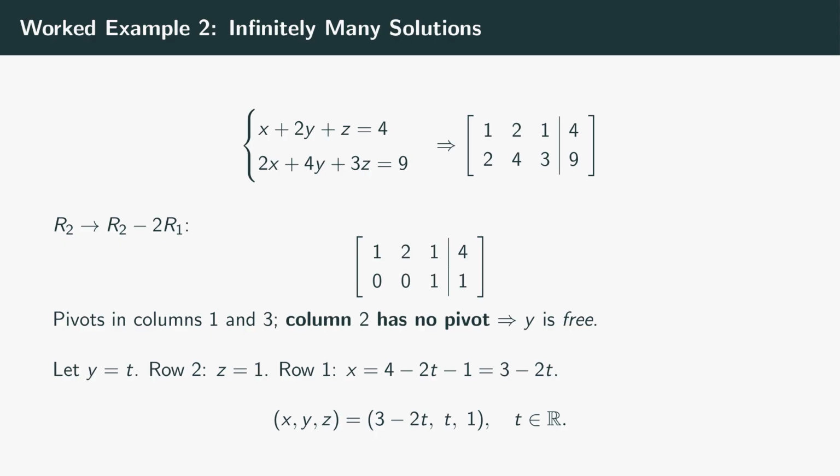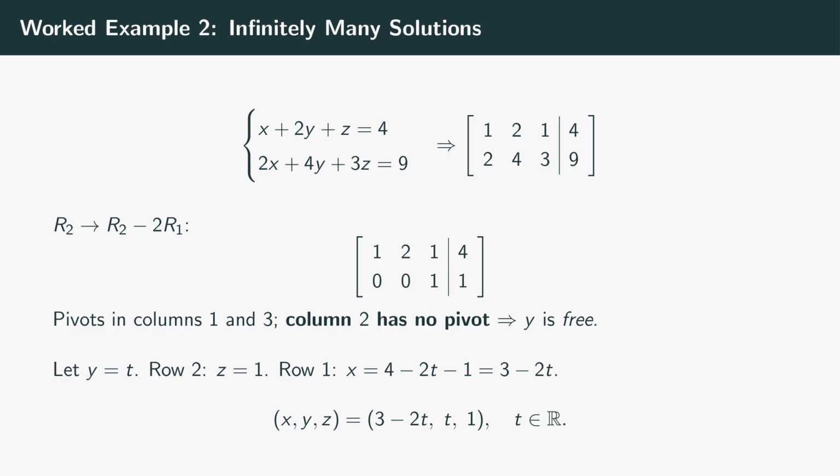Now, a system with a free variable. We have x plus 2y plus z equals 4, and 2x plus 4y plus 3z equals 9. Write the augmented matrix and clear the first column, replace row 2 by row 2 minus 2 times row 1. The bottom row becomes 0, 0, 1 with 1 on the right. Look at the pivots. There is a pivot in column 1 and a pivot in column 3, but column 2 has no pivot, so y, the variable for column 2, is free.